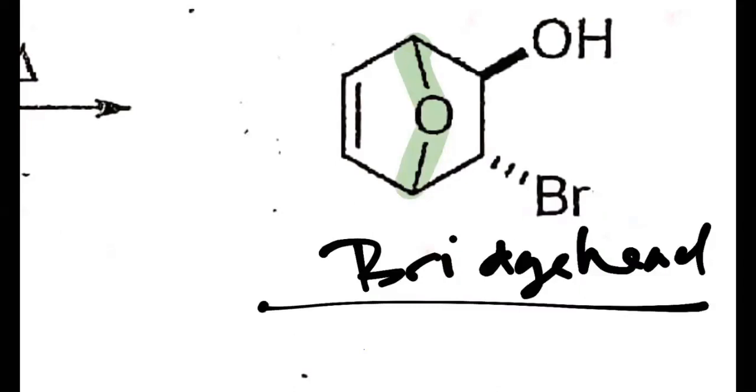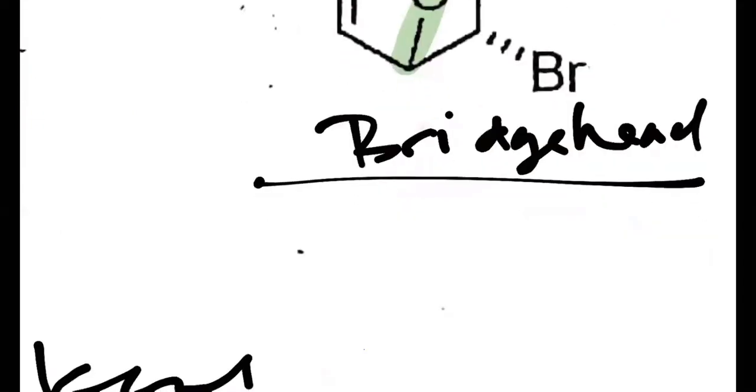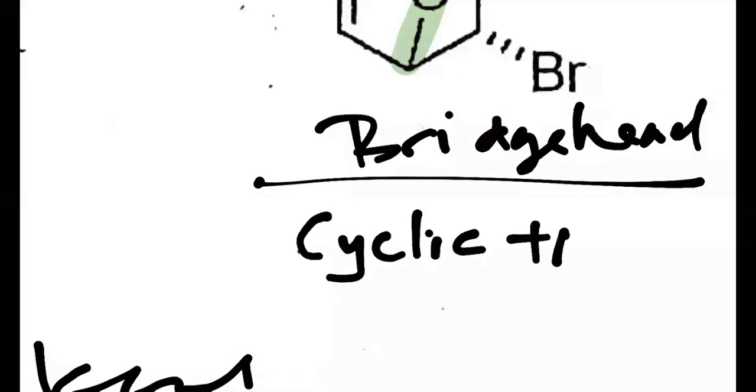That tells you if you have a bridgehead in your product, what that tells you is that you added something cyclic and something acyclic, right? So it can be either or. It can be your dienophile is cyclic and your diene is acyclic, or vice versa.